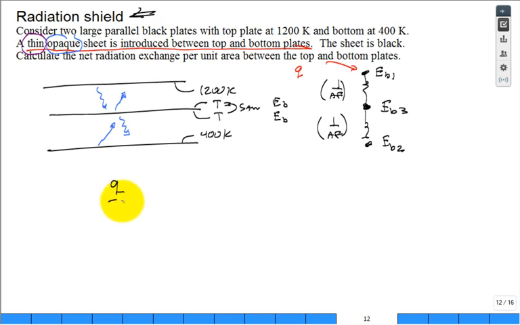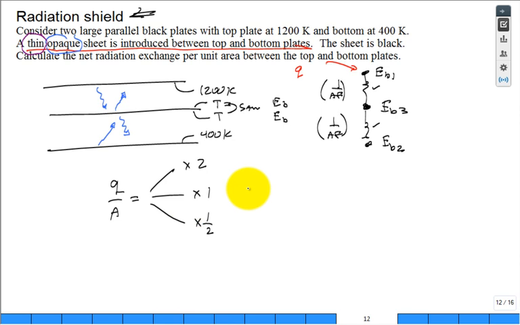We want to get Q divided by A. Now, because we just put an extra resistor in there, they have the same magnitude. Can you guess what it did to the Q over A? Did it double it? Did it leave it alone? Or did it cut it in half?